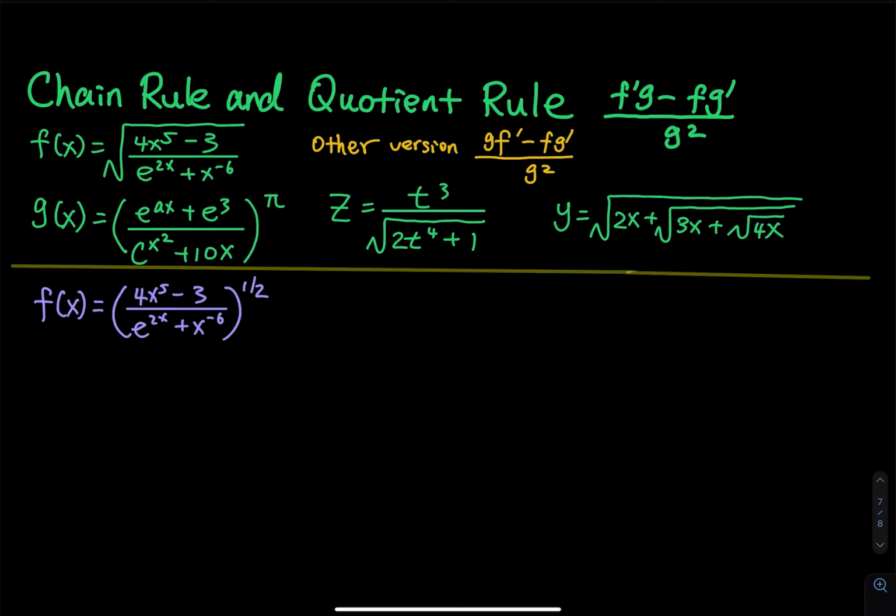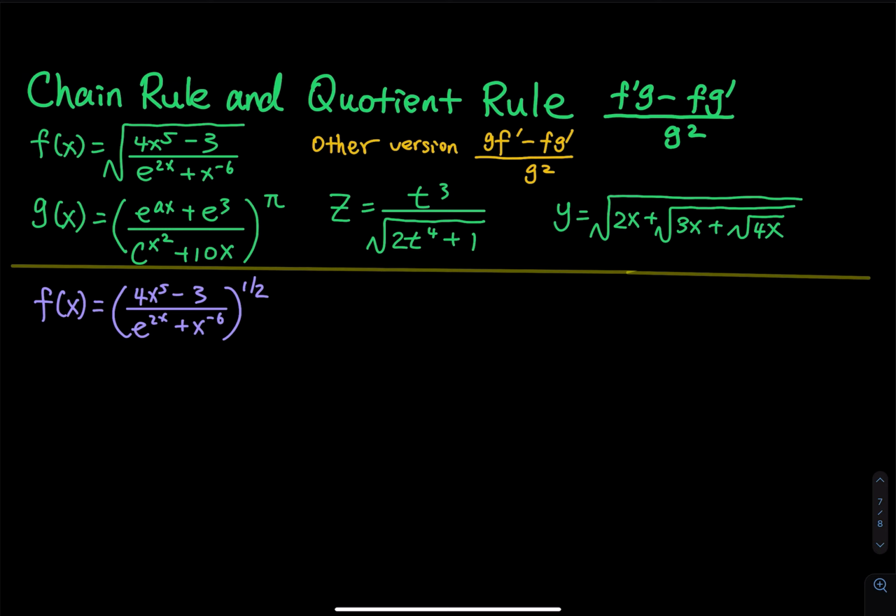Chain rule and quotient rule. The quotient rule that we will be using in this video is f prime g minus f g prime divided by g squared. I know most of the textbooks go by g f prime minus f g prime divided by g squared. So let's take a look at the first problem.